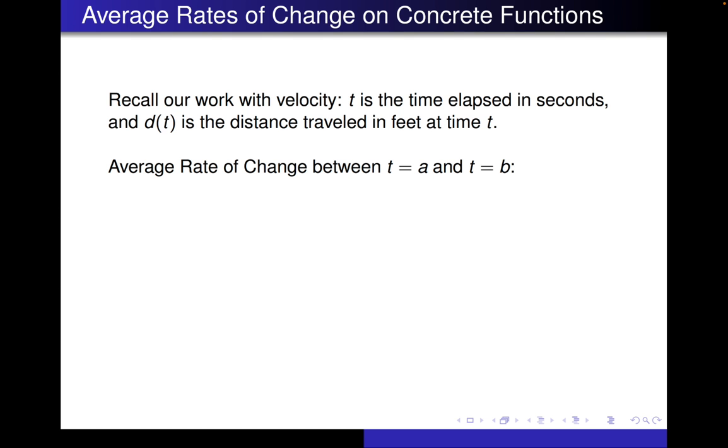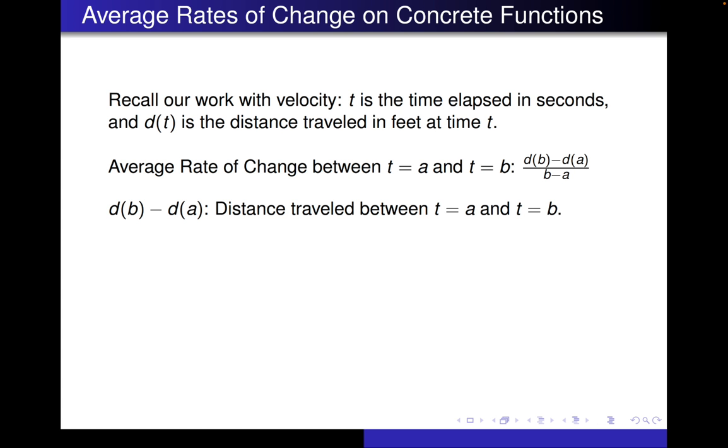Then if we wanted to find the average rate of change between t equals a and t equals b, what we did was we found the distance traveled between time equals a and time equals b, that was d of b minus d of a, and then we'd find the time between a and b, and that was b minus a. So again, d of b minus d of a was the distance traveled, and b minus a was the time elapsed between time equals a and time equals b.